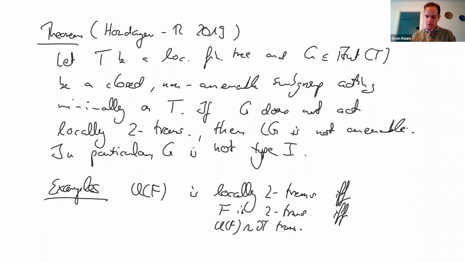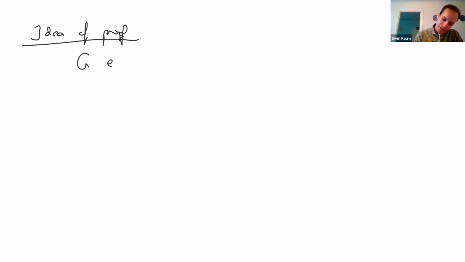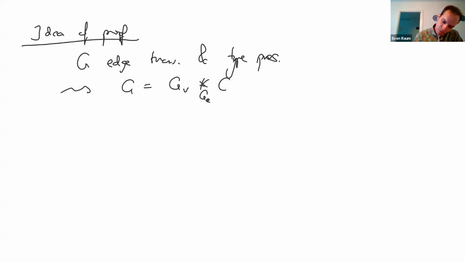Maybe it's better to refrain from stating a conjecture, but rather explain very quickly the idea of how to produce this, so that you have an insight into what happens here. Idea of proof. Let's say G is edge transitive and type preserving. Then G is actually an amalgamated free product over an edge stabilizer. That's Bass–Serre theory.